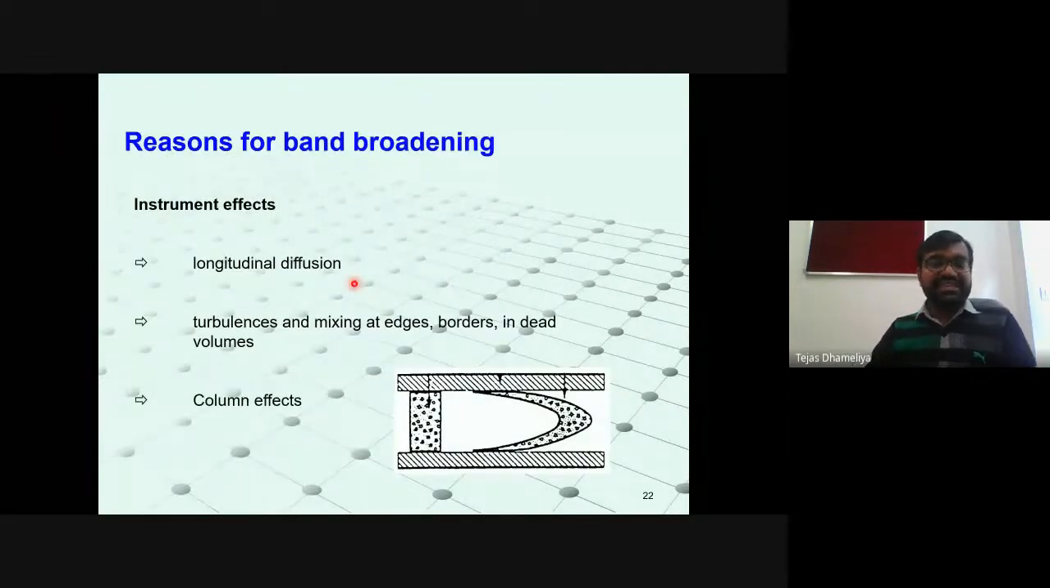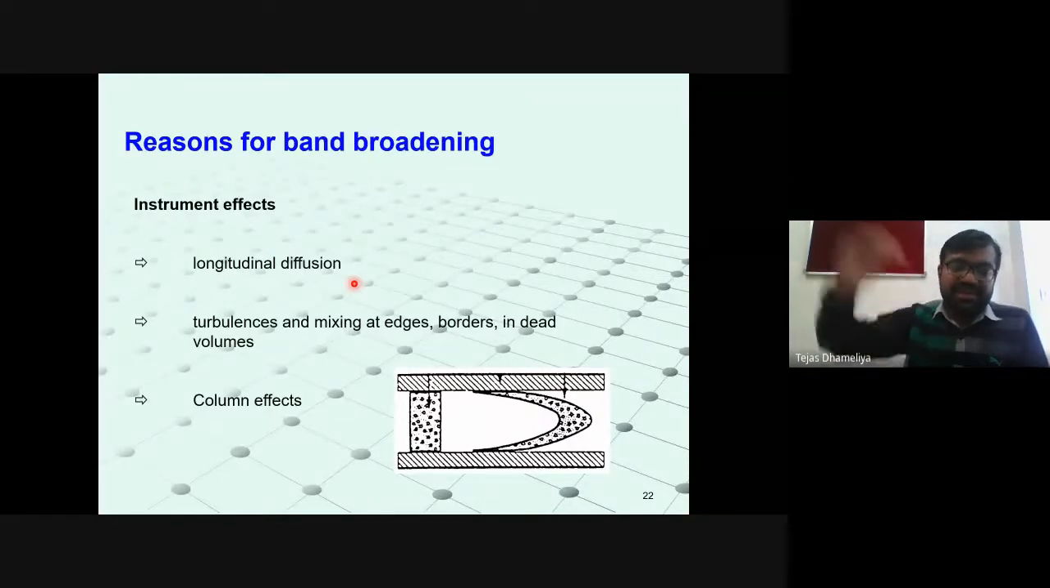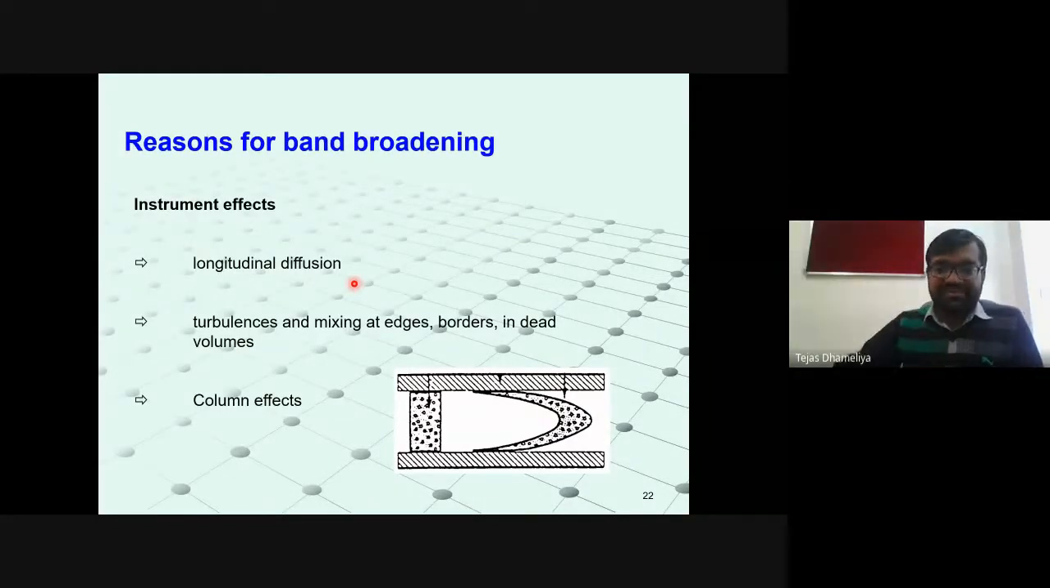And what will be the reason for this band broadening? You have seen sometimes we observe fronting, sometimes we observe tailing. So there is a specific reason for this. Maybe number one is longitudinal diffusion and column defects. That is also one of the factors, as well as turbulences in the movement of this mobile phase. That's why this may happen.